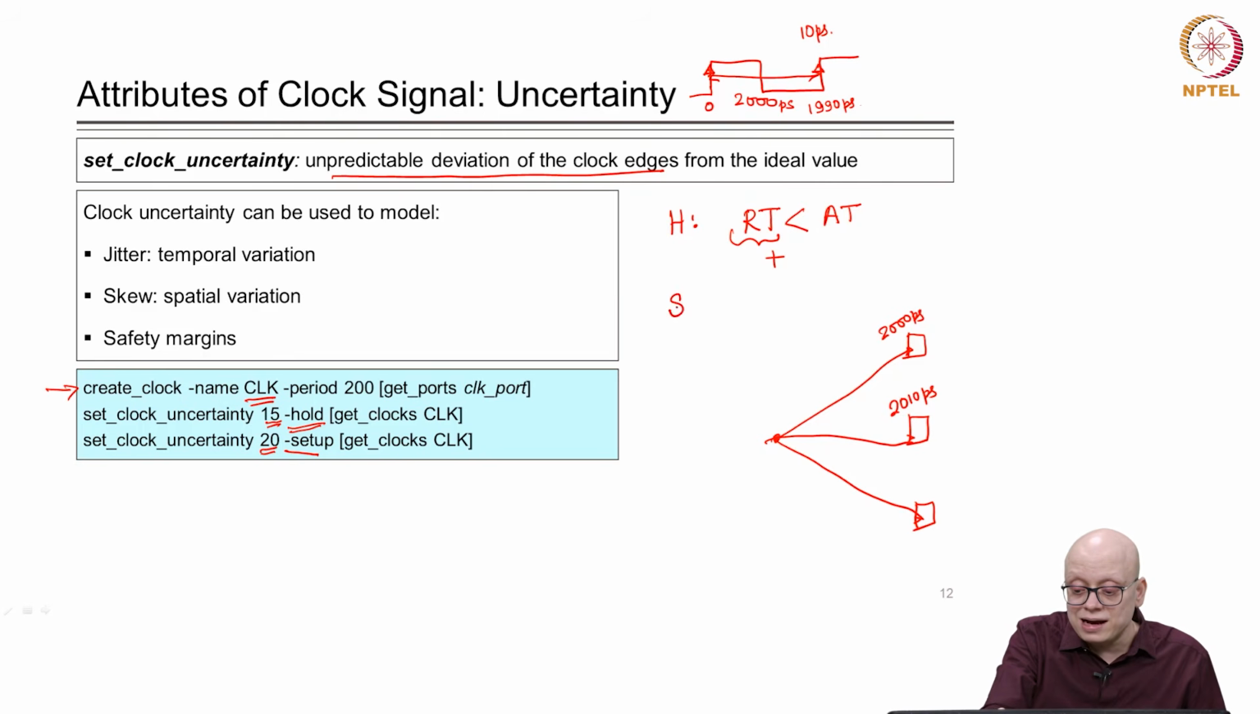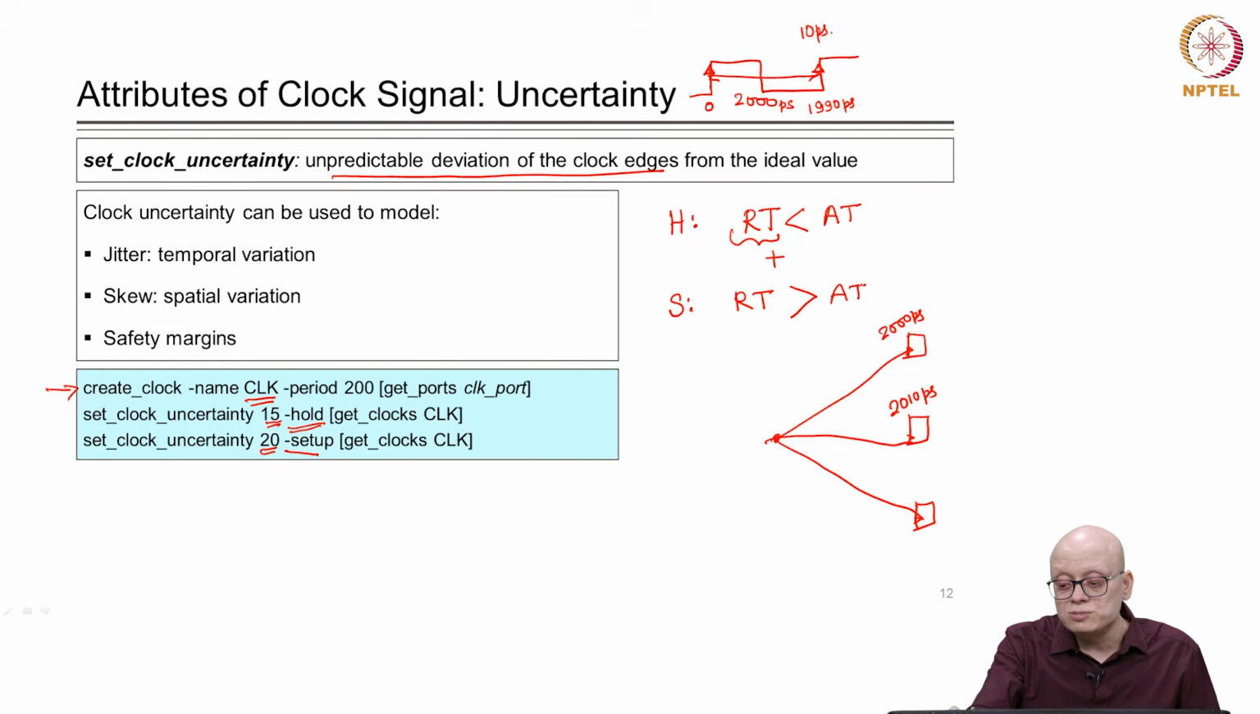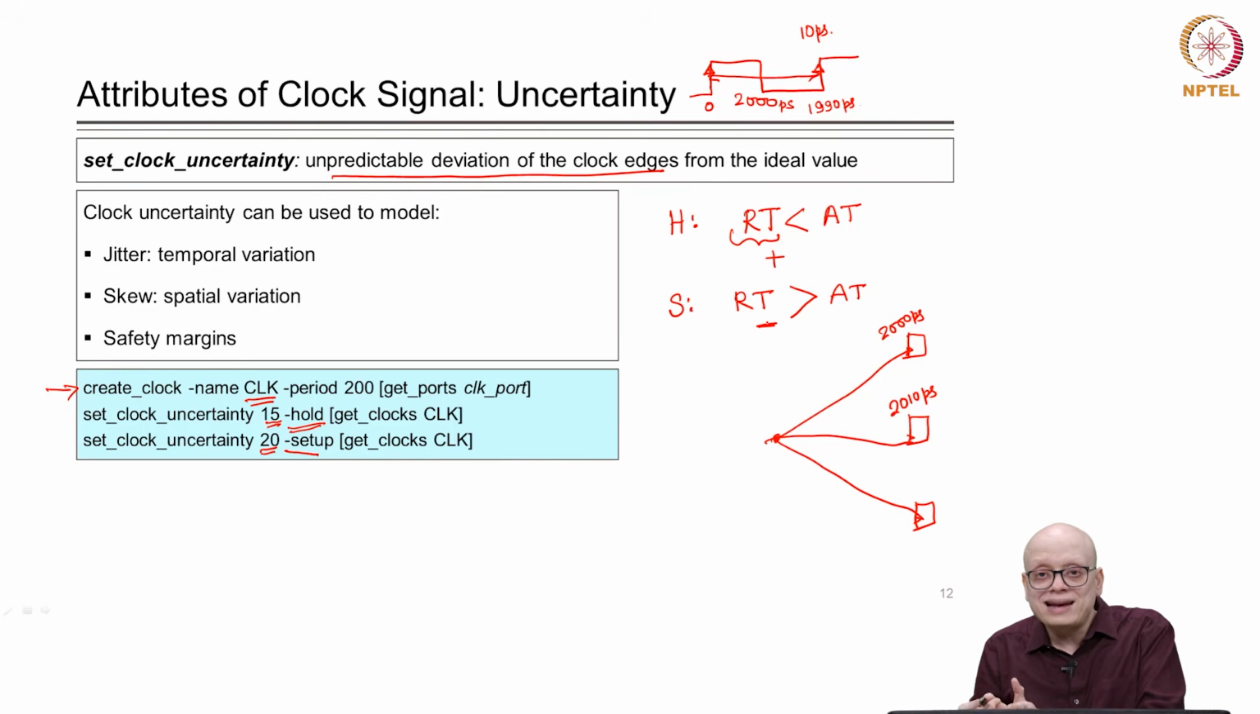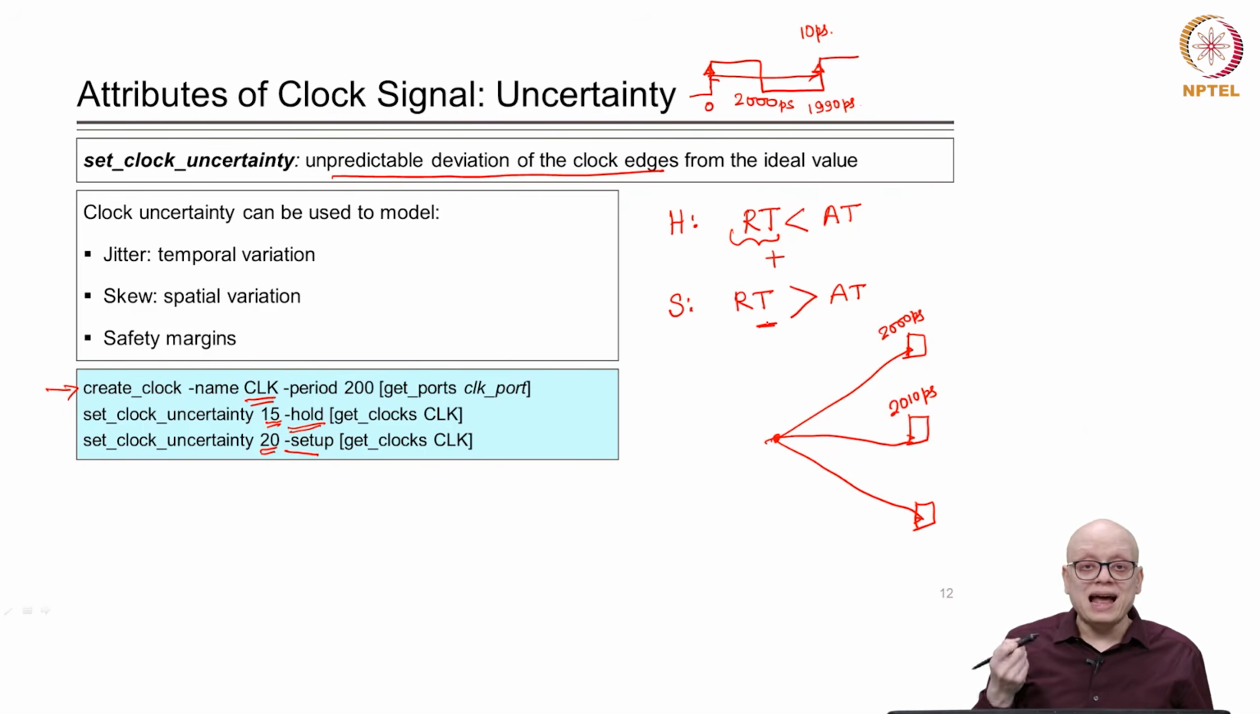Now, considering the setup analysis, it checks whether the required time is greater than the arrival time. So, arrival time should always be less than the required time. Now, when we say that 20 is the clock uncertainty, what it will do is subtract 20 from the required time, so that this constraint is more likely to fail and a more pessimistic view is taken, and then do the timing analysis. So, when we add uncertainty to the clock, the timing analysis will become more pessimistic.